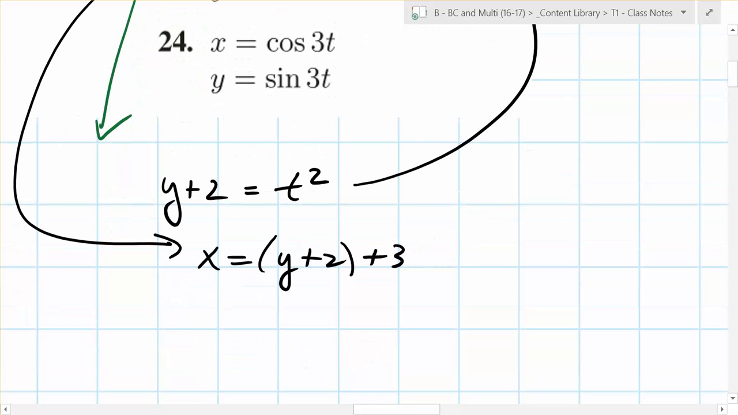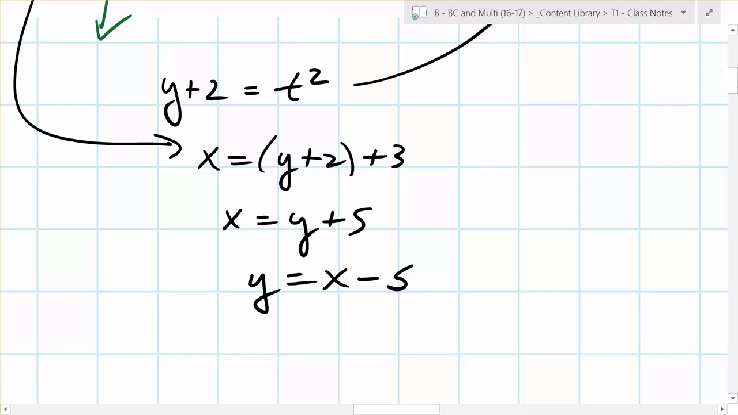So what does that mean? X equals y plus 5. So y equals x minus 5. There's the path of the particle right there. Could you add in much more information? Where does it start? Could you do that? Which direction does it go in? That you can plot points for to find the direction.